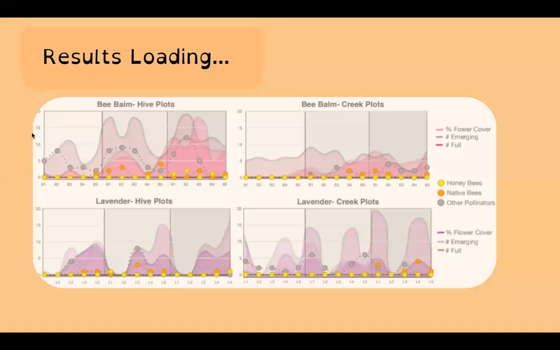Here we can see the different diversities of the pollinators. It is separated into 3 categories: honeybees, native bees, and other pollinators. We can see in the upper left quadrant that bee balm hive plots show much more overall diversity and richness compared to bee balm creek, lavender hive, and lavender creek plots. This may be because of the different growth rates, but overall, this is data that has only been taken after 3 different time points. The results may change as data collection continues.